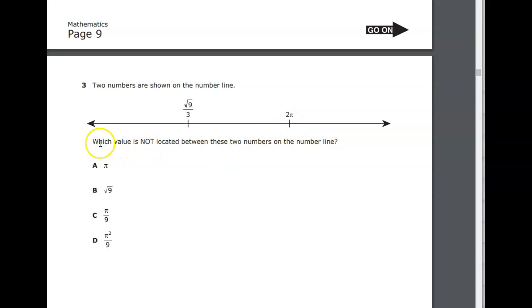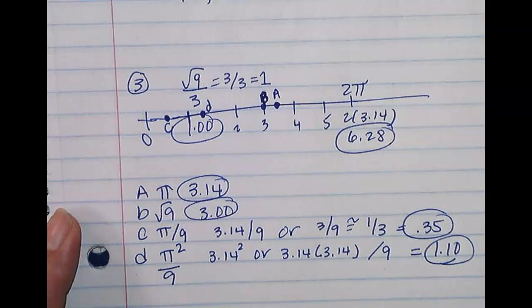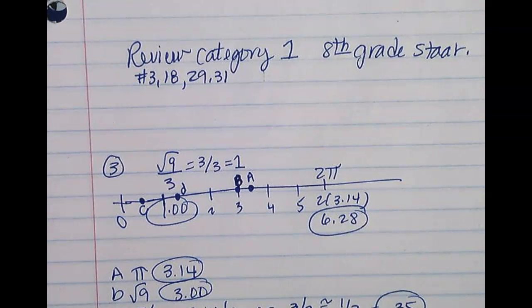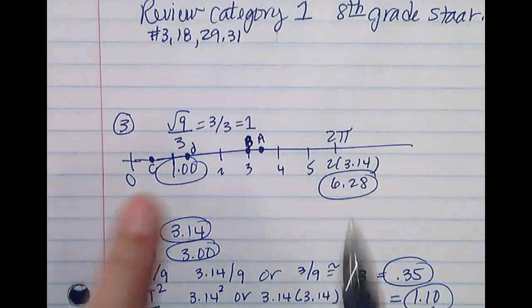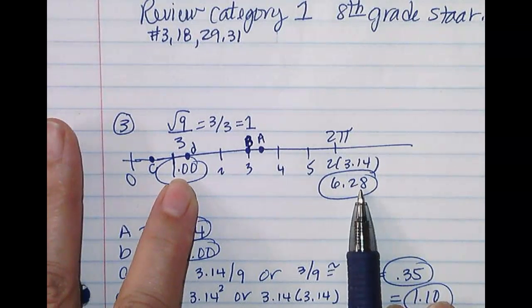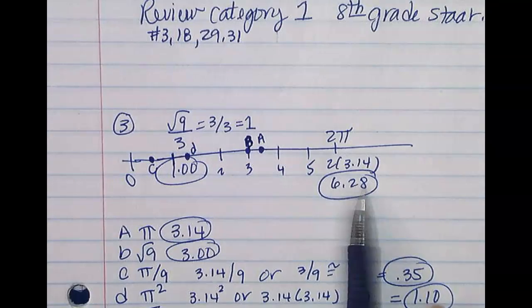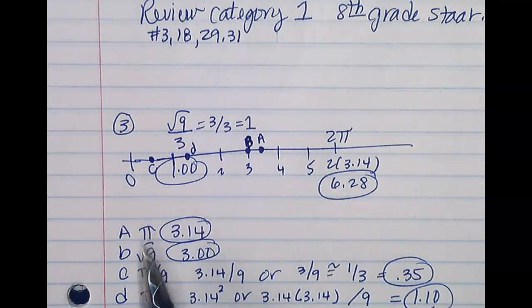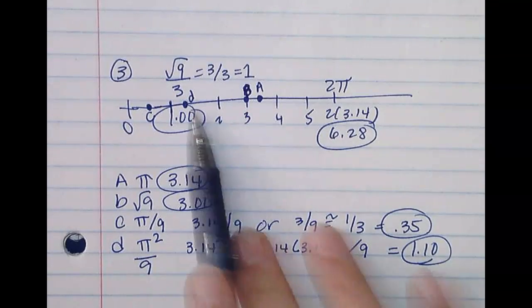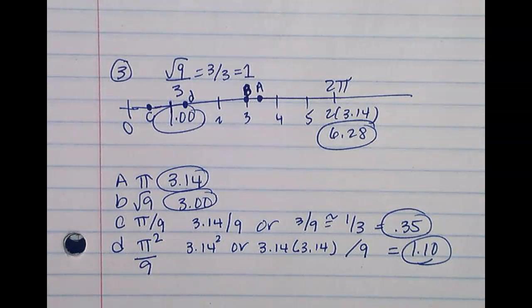Now, if you read the question, it says which value is not located between these 2 points. So I'm going to stop the video, go back to scratch paper, and I'm going to recalibrate these. So let's look at what that looks like. 2 seconds. So I rewrote the question for myself real quick. And so I've got between 1 and 6.28 because 2 times 3.14 is 6.28. So I want to look at these answer choices to see who fits. And I know it says does not, but you know me, I like to know who fits.